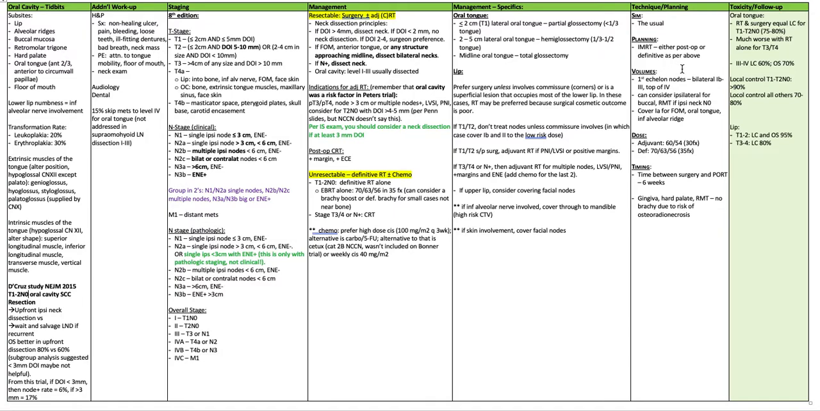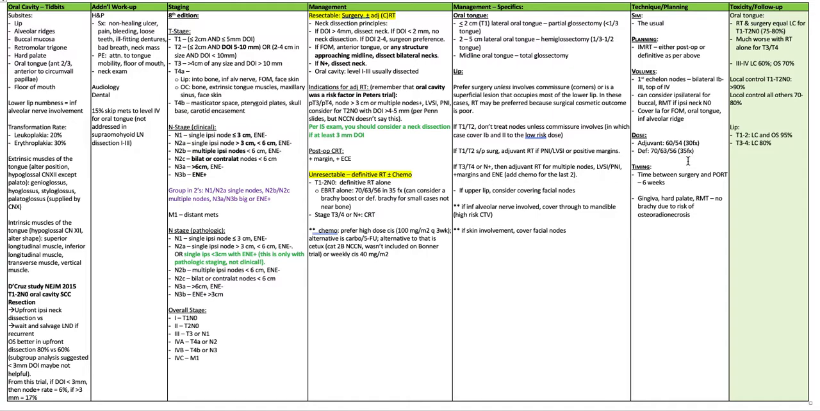Volumes: the first echelon nodes for oral cavity are generally bilateral level 1B to level 3 and the top of level 4. You can consider ipsilateral nodal radiation only for buccal, retromolar trigone if the ipsilateral neck is clinically negative. You cover level 1A for the floor of mouth, the oral tongue, and the inferior alveolar ridge.